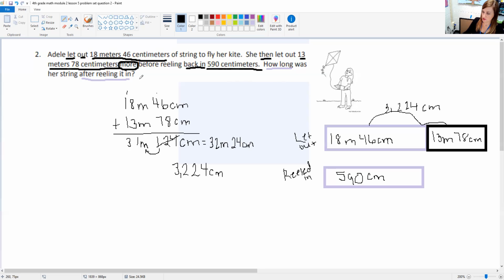But what I'm trying to figure out, the question says, how long was her string after reeling it in? Okay, so she reeled it out and then she pulled it back in a little bit. So what are we going to have to do to figure that out? We're going to have to subtract. So we can take this number, the 3,224 centimeters, and subtract how much she reeled it back in. So 590.